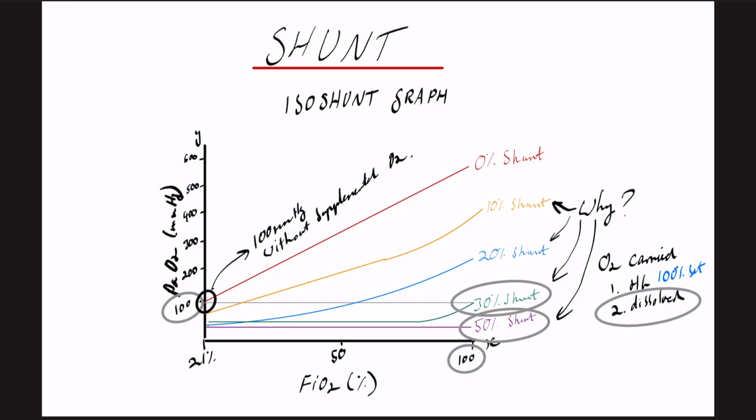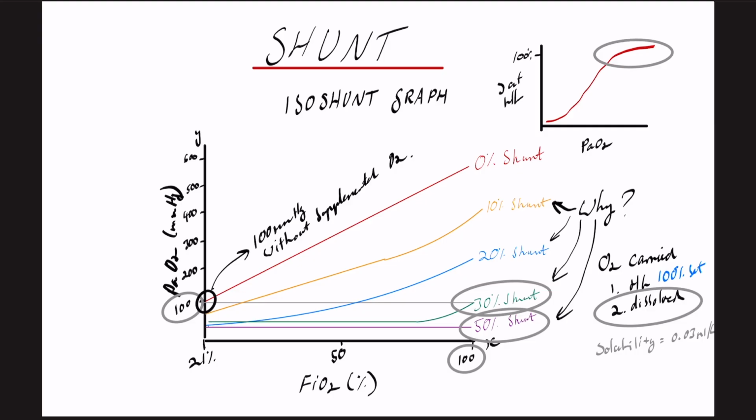But oxygen's solubility in water and in the blood isn't very high. It's only 0.03 ml per litre. So the limiting factor here is how much oxygen you can dissolve in the blood. And this is represented by your oxygen hemoglobin dissociation curve, because once all your hemoglobin is saturated, you're in this flat portion of the curve. So with every increase in partial pressure of oxygen, you don't get much gain in your oxygen carriage in the blood.